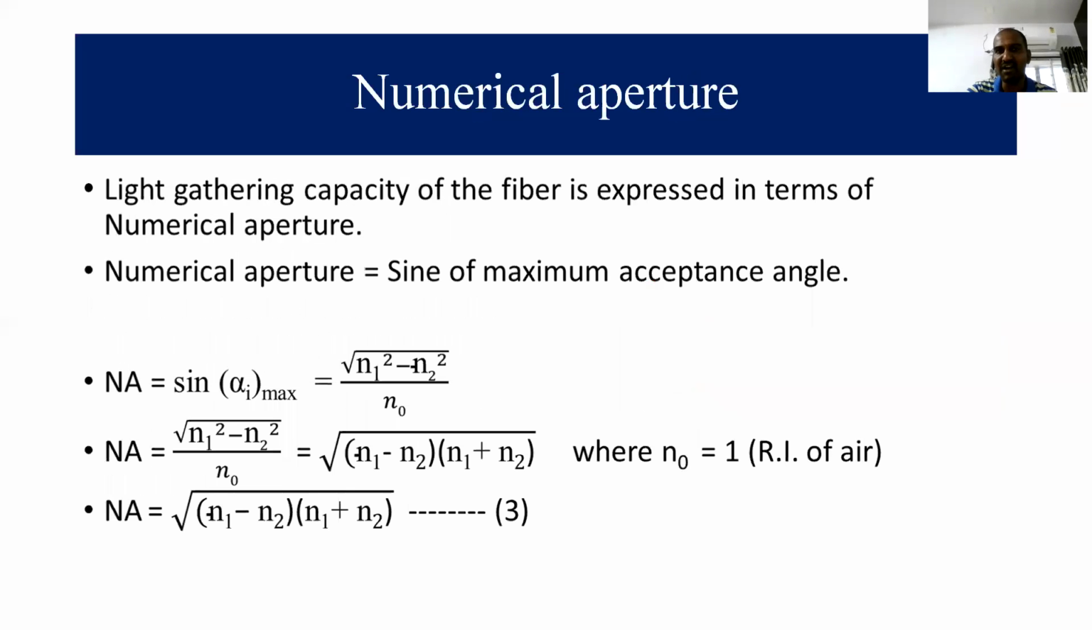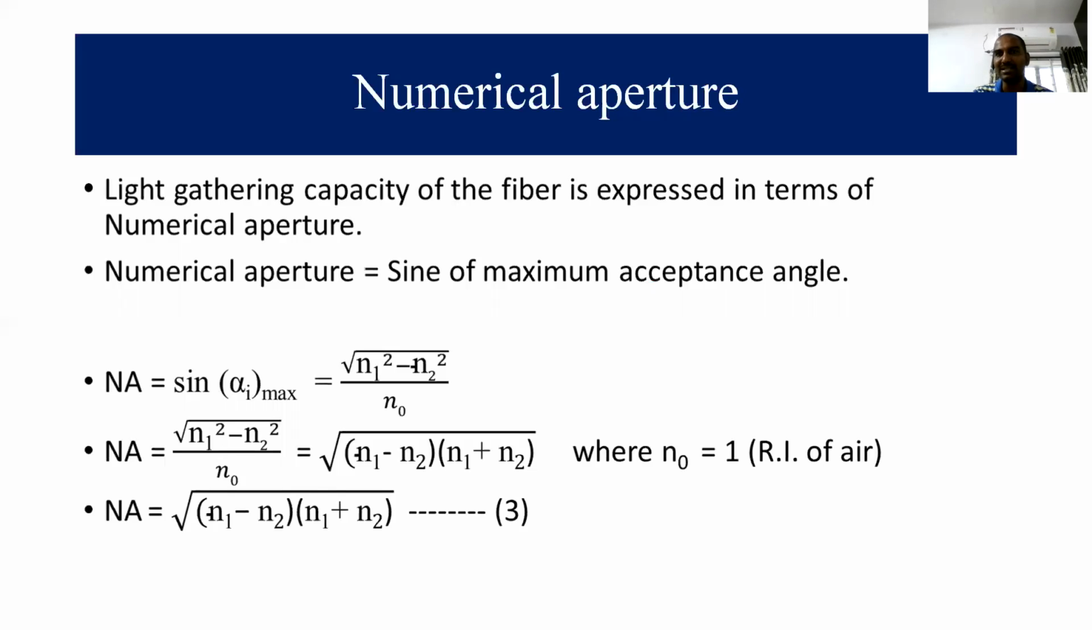Then we have to identify one more feature, which is nothing but numerical aperture, which is always associated with the acceptance angle. What is meant by this numerical aperture? In general, if you want to define numerical aperture, aperture means a wide opening, like in the form of a slit.